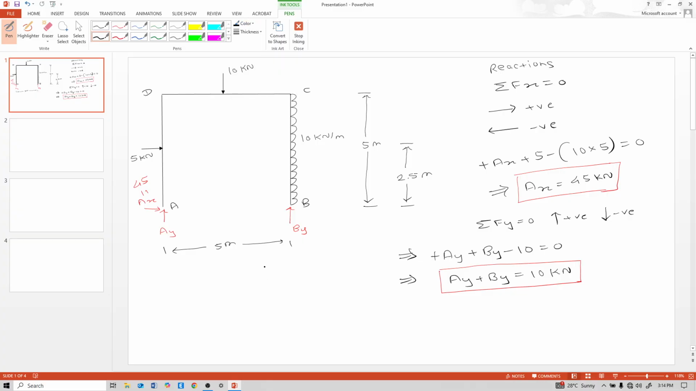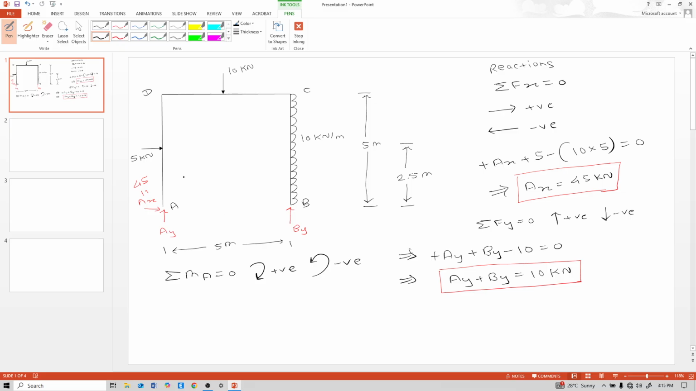So take moment at this A point and calculate this By. Why do we take moment at A point and why don't we take moment at B point? Because if we take moment at this B point, then Ax, Ay, 5, 10, and this 10, a total of 5 forces come. And if we take moment at this A point, then By, 5, 10, 10, only 4 forces come. So our calculation is simple. That's why take moment at A and consider clockwise moment as positive and anti-clockwise moment as negative.